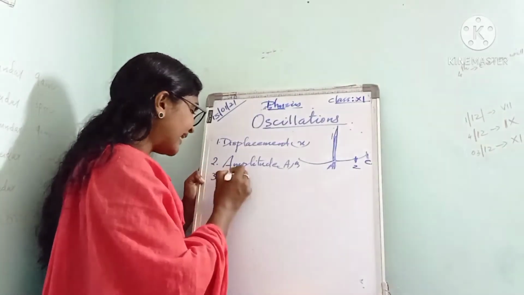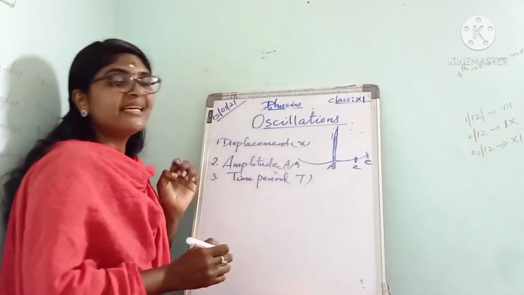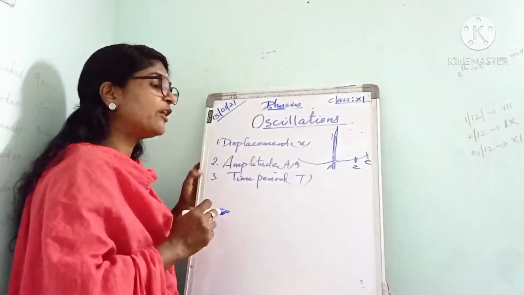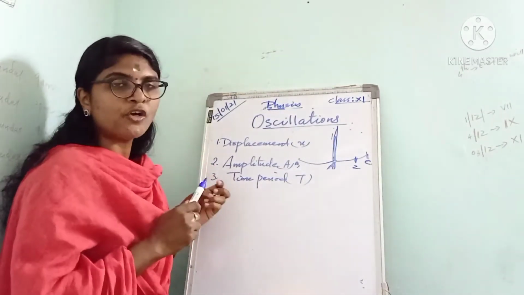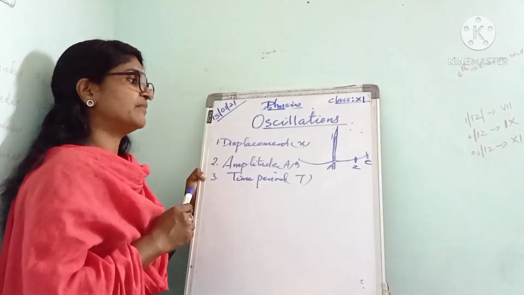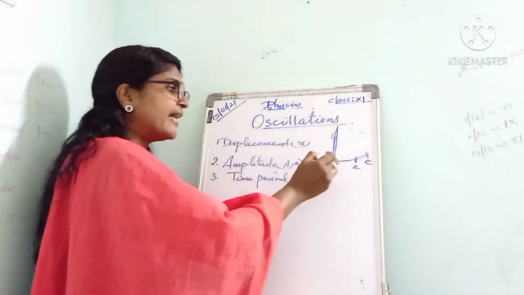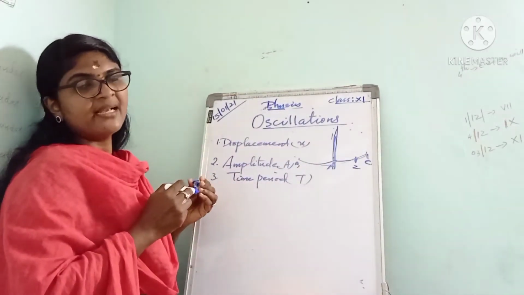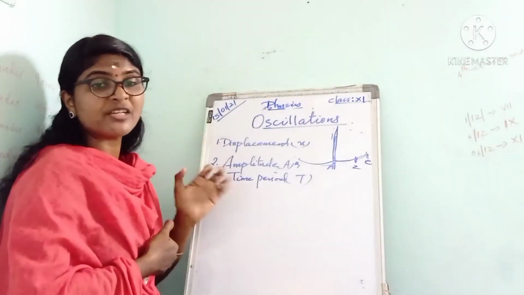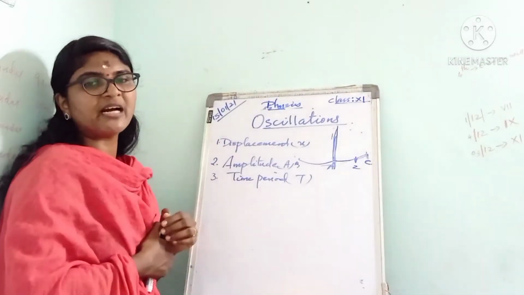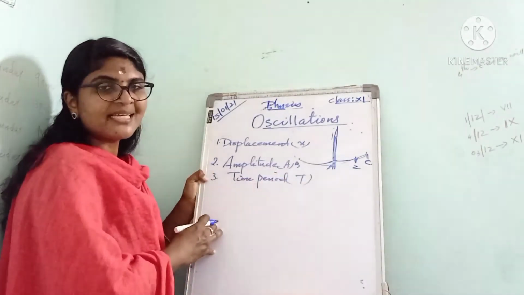Next we can write time period. It is represented by capital T. It is the time taken to complete one oscillation. That is, from the mean position to here, and from here again back to the mean position. The time taken to complete one oscillation is called time period. It is represented by T, and its unit is second.